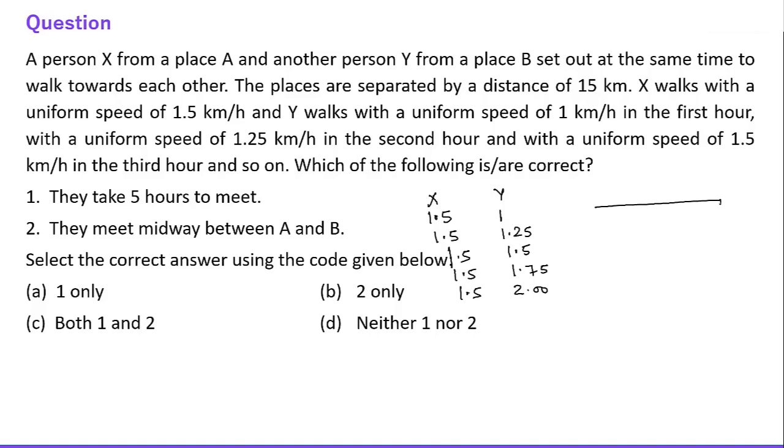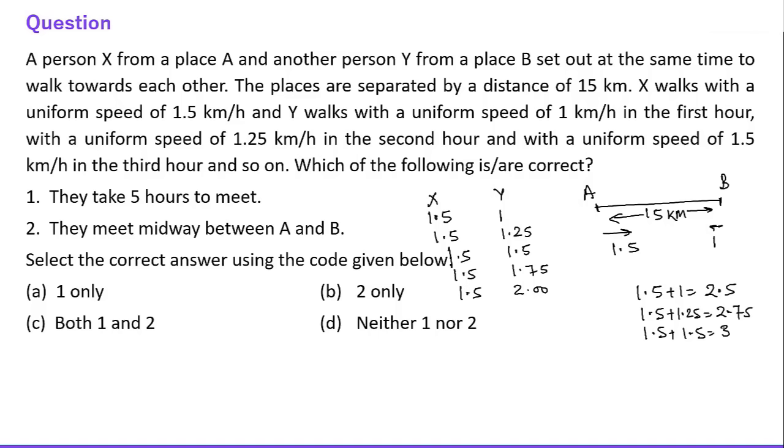Okay, everyone. So friends, this is, let's say 15 kilometer, fine. This is 15 kilometer, okay? So they are place A and place B. They are approaching towards each other. So in first hour, this is 1.5 and this is 1. So first hour, they will be approaching towards each other at the rate of 2.5 km per hour. Then in second hour, they will be coming towards each other at the rate of 2.75 km per hour. In third hour, they will be coming each other at the rate of 3 km per hour.